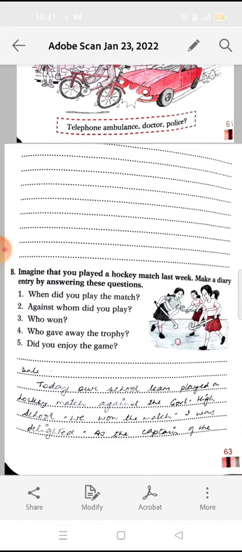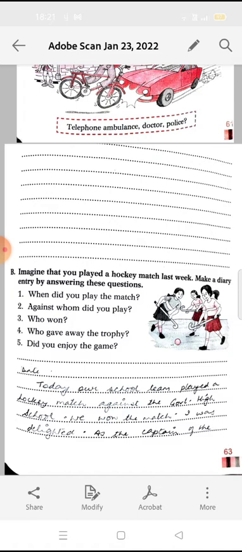So what you are going to write? When you are writing about yourself, you have to say I or we. Today our school team played a hockey match against the government high school. We won the match. I was delighted as the captain of the team. I received the trophy from the chief guest, and the chief guest was the principal of a very renowned college. So this way it will continue.